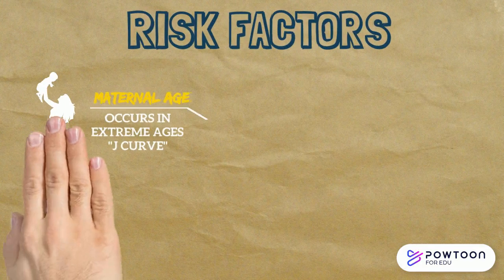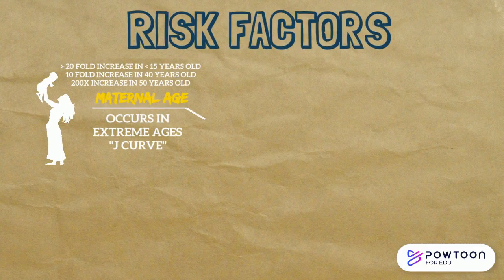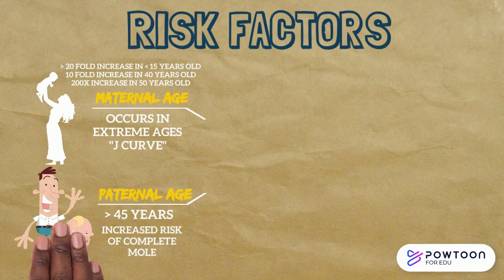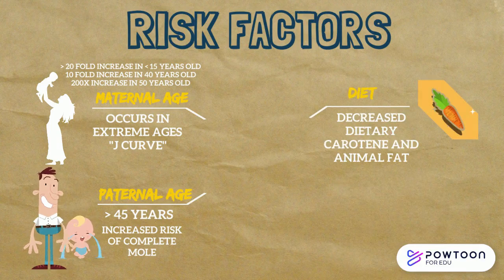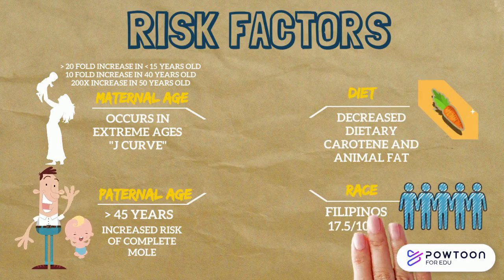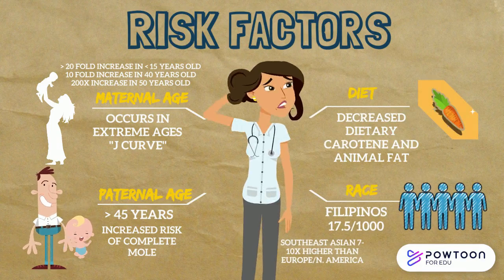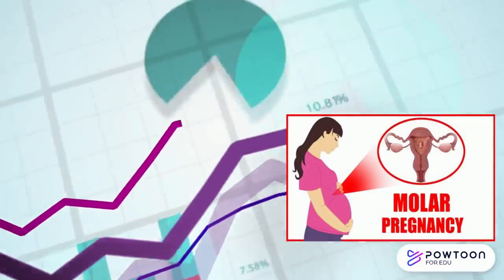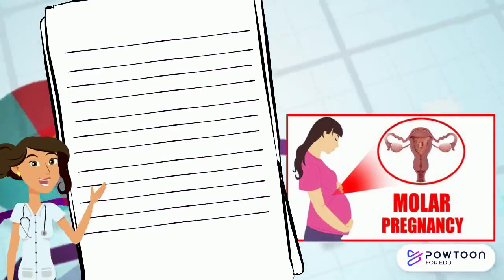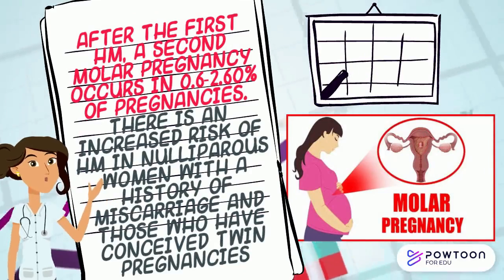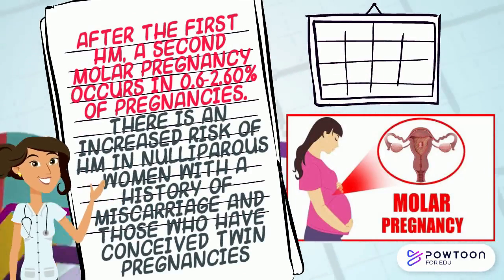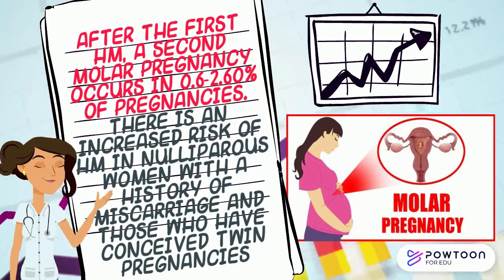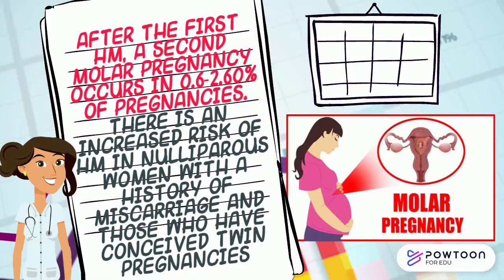Risk factors for molar pregnancies include maternal age extremes, with age-specific incidence reports revealing a J-curve, an older paternal age of more than 45 years old, decreased dietary carotene and animal fat intake, and racial factors which include Filipinos. Moreover, a history of a previous H-mole is a strong and well-established risk factor predisposing to another molar pregnancy. After the first H-mole, a second molar pregnancy occurs in 0.6 to 2.60% of pregnancies.